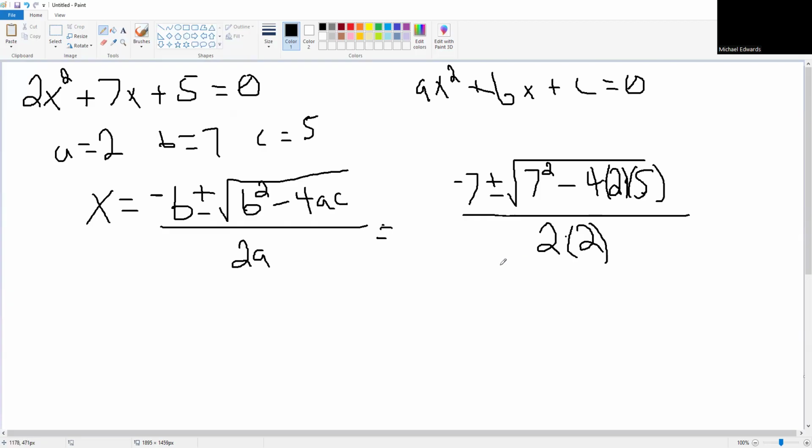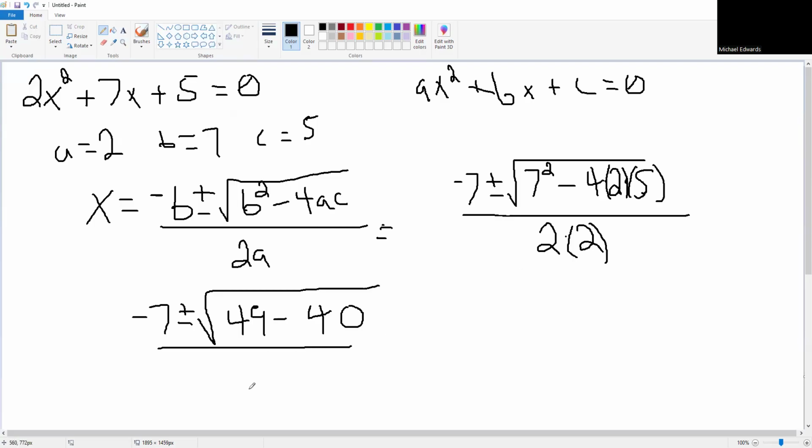Well, let's solve it. Now, first of all, let's just solve what's on top. What is 7 squared? Well, it's 49. So let me see how I write this. -7 plus or minus the square root of 49 minus 4 times 2 times 5. 4 times 2 times 5? Well, what's 2 times 5? Is it 10? Okay. And then 10 times 4? It's 40. So here we go, 40. All right, all over this 2 times 2, which is 4.